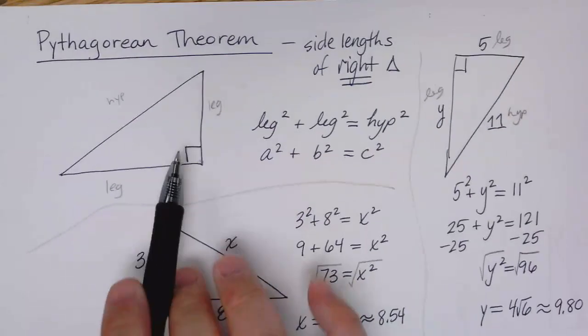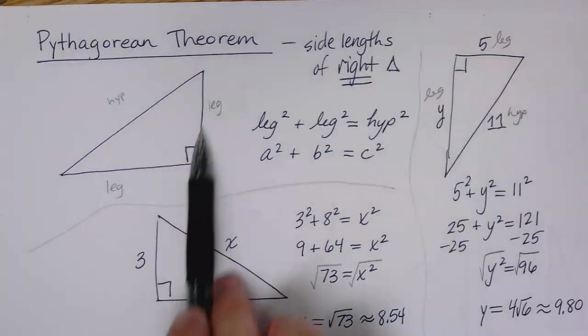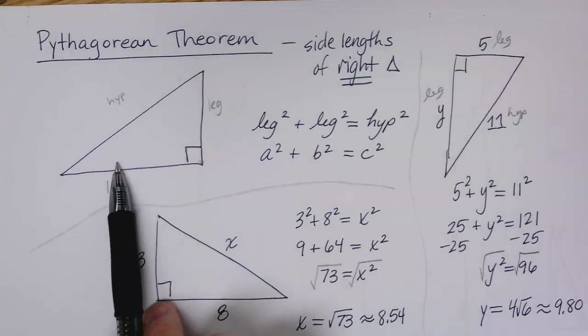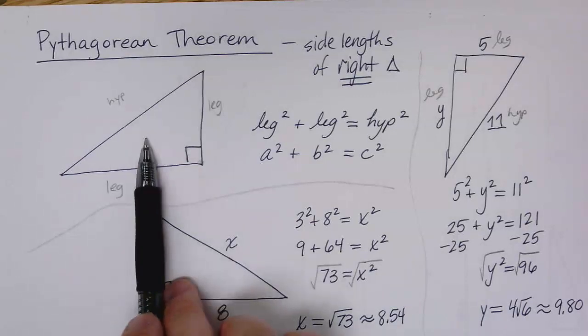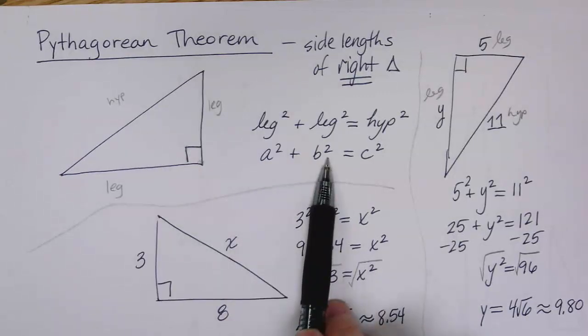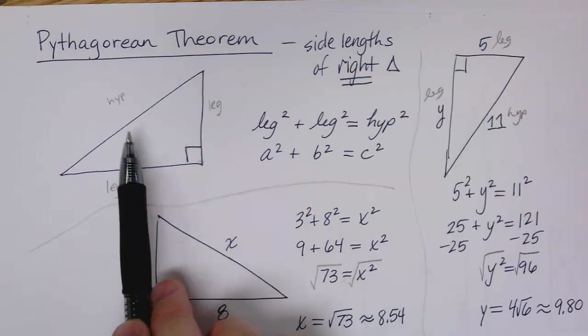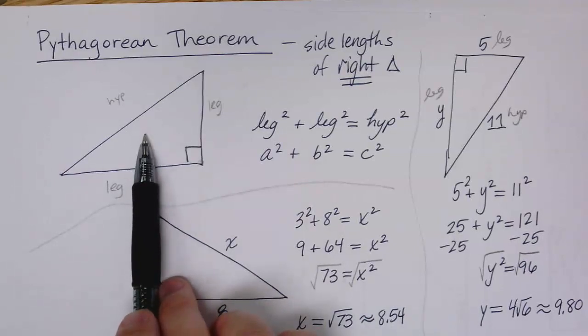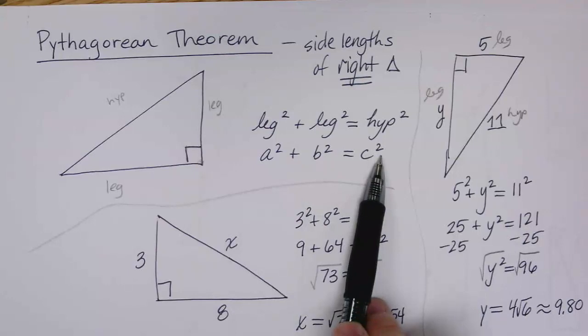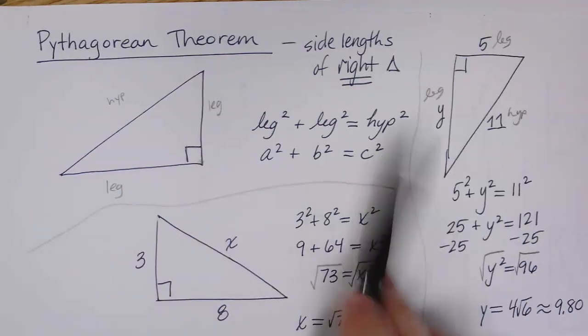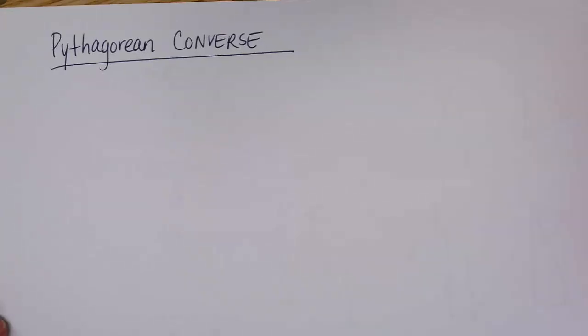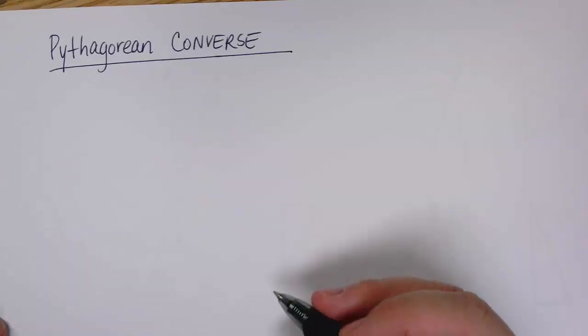When we looked at the Pythagorean theorem, we started out with the assumption that we had a right triangle. We said, okay, when we have a right triangle, this is true. So this was like our hypothesis: if I have a right triangle, then this was my conclusion: a squared plus b squared equals c squared, or the leg squared plus the other leg squared equals the hypotenuse squared. The Pythagorean converse is basically going backwards.